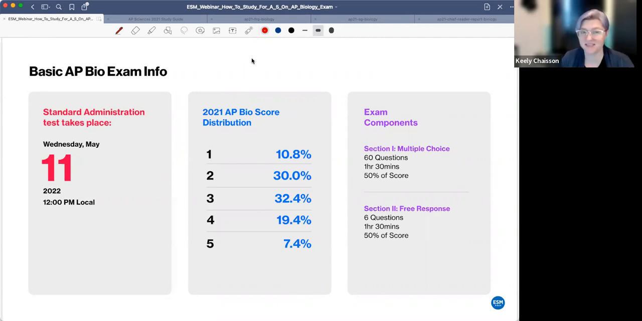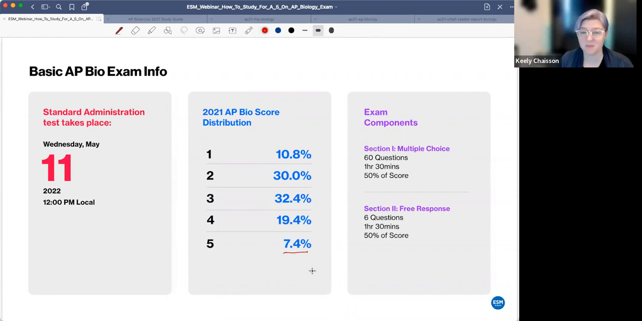You've probably seen something like this with the AP Bio score distribution before, but if you haven't, this is a scary number, right? Only about 7.4% of the people who took the exam in 2021 got a 5. This is a very challenging test. There's a lot to know, a lot to fit into this time.